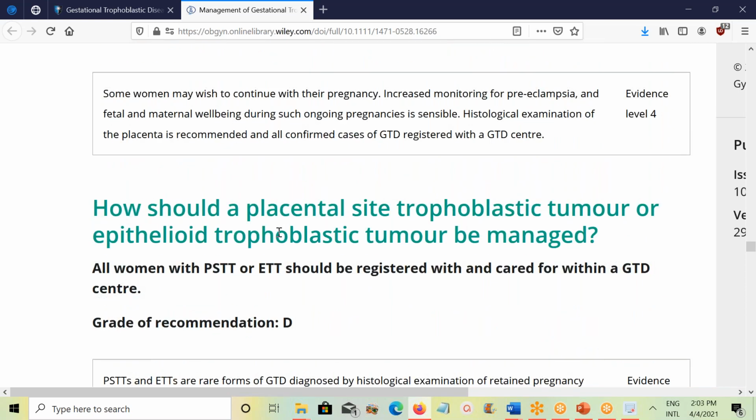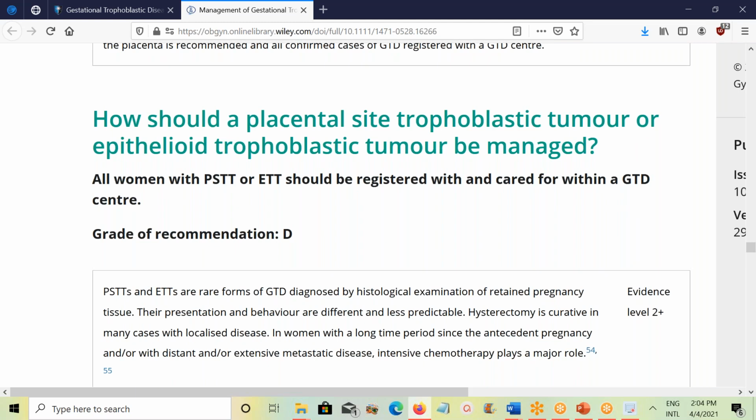So what should we do if we suspect a placental site trophoblastic tumor or epithelioid trophoblastic tumor? All women with a placental site trophoblastic tumor or epithelioid trophoblastic tumor should be registered with and cared for within a GTD center. So this is very important. Why is it so? Because all of them should go there if there is localized disease. So it depends whether it is a local disease or what.